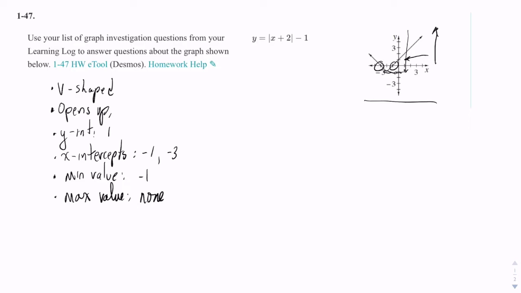And then finally, let me get rid of some of this stuff here. Finally, this point here is interesting because it's the vertex, right? And the vertex is given as an ordered pair. And that looks like it's at -2, -1, right? I'm counting -2 in the x, -1 in the y.